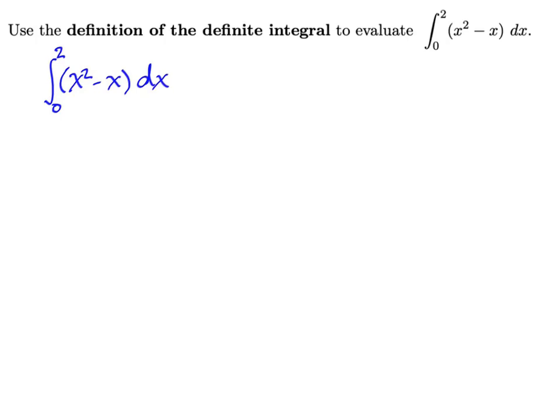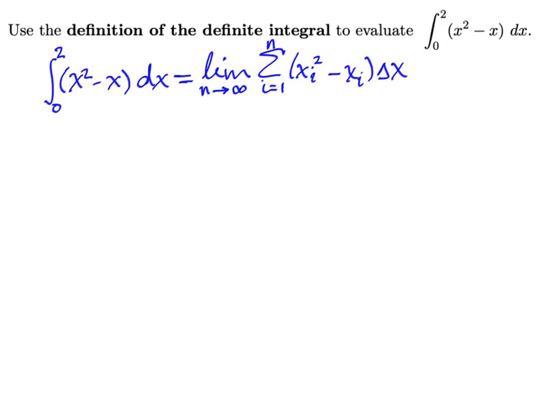The definition of this definite integral is the limit as n approaches infinity of the Riemann sum. And the Riemann sum is a sum from 1 to n of f of xi times delta x. Well, xi is just some representative point of the ith subinterval. So I'm going to use the right endpoints of the subintervals. So f of xi is xi squared minus xi, and it's times delta x. So this is the definition.